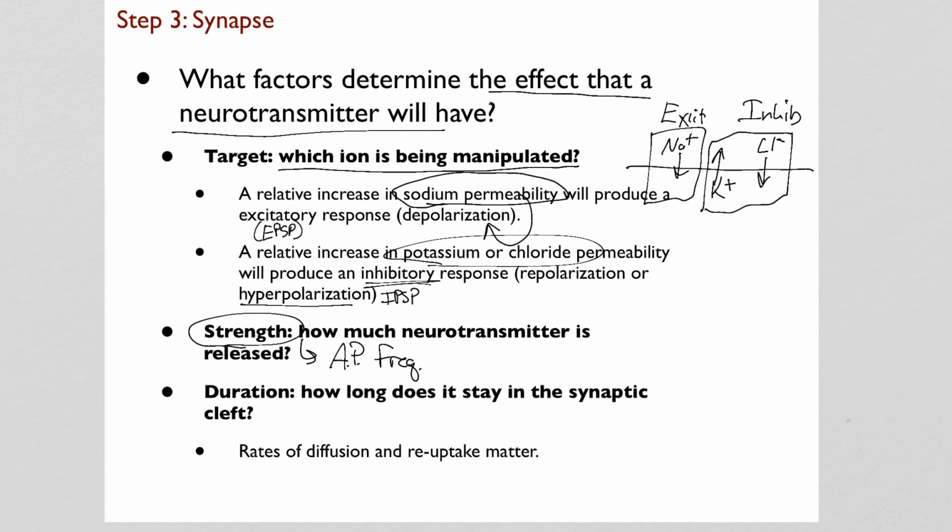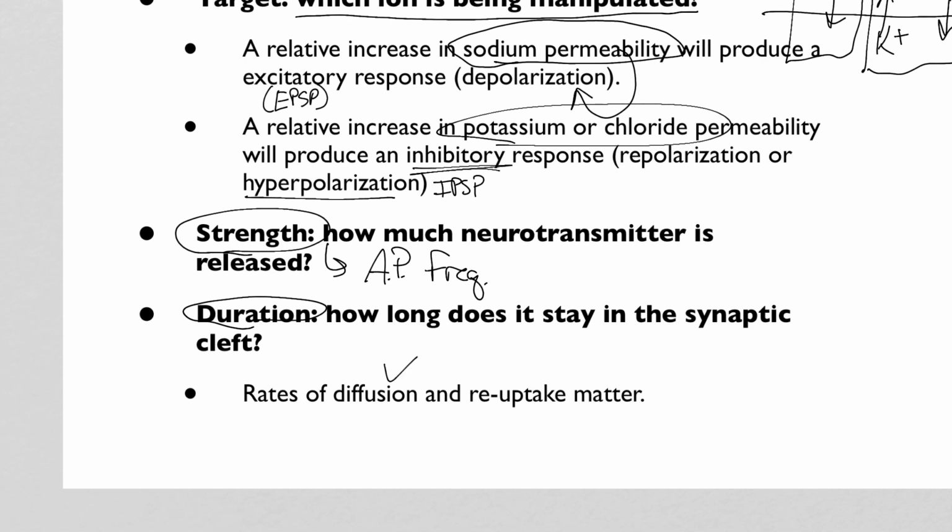And then lastly, duration. How long does the neurotransmitter stay in the synapse? That's what we just talked about with diffusion, with reuptake. Enzymatic degradation would also fit into that category. The longer the neurotransmitter stays in the synapse, the more effect it's going to have.